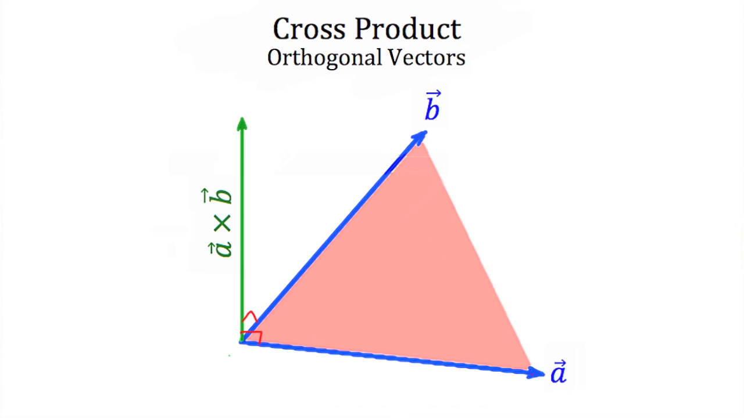Now if I cross B with A instead, remember that's the negative of this vector, so I would end up with a vector that's just going in the opposite direction. This is B crossed with A.